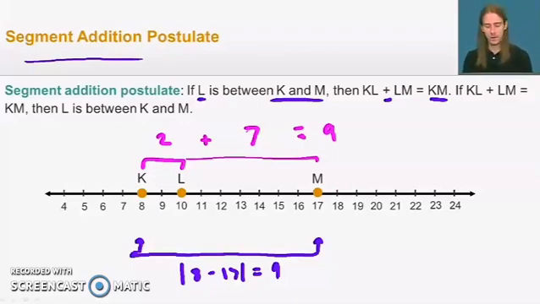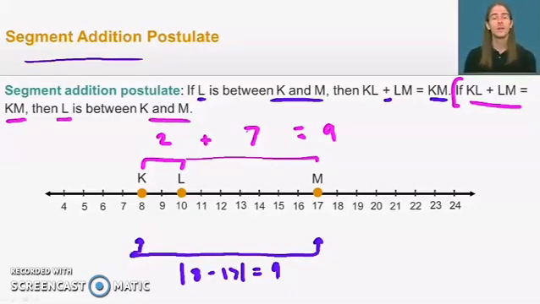The other part of this postulate states that if we have that relationship, if KL plus LM equals KM, then we know that the point L is between those two points, K and M. That is to say that we know those points are collinear, which is another way of saying that the three points are all on a straight line together.